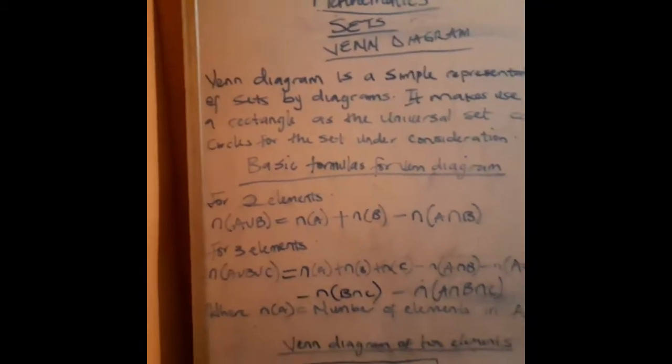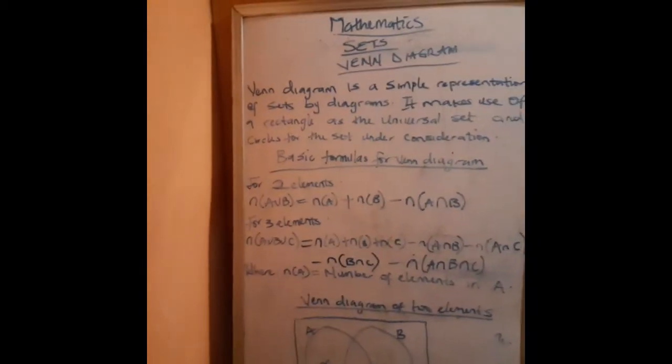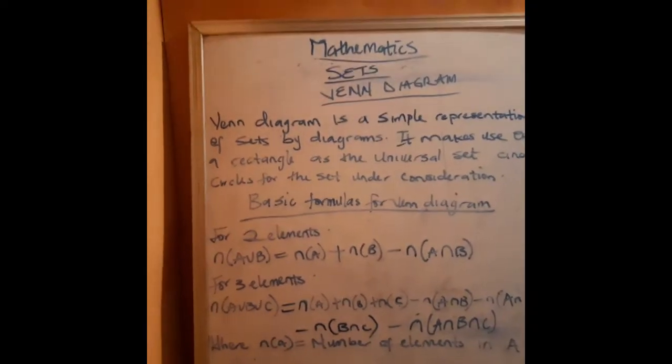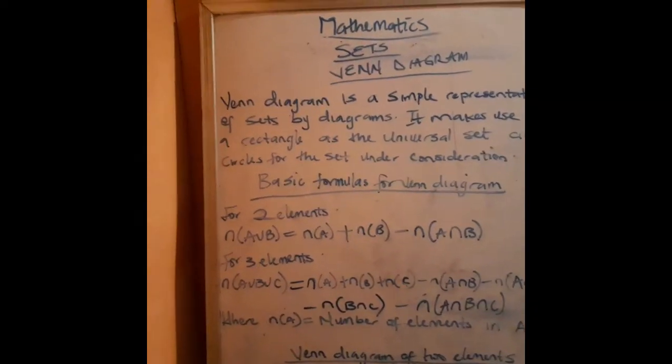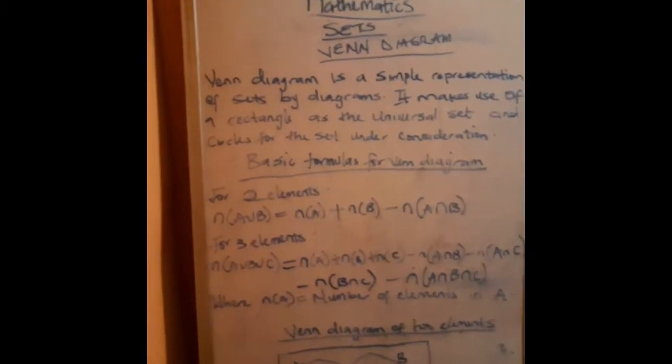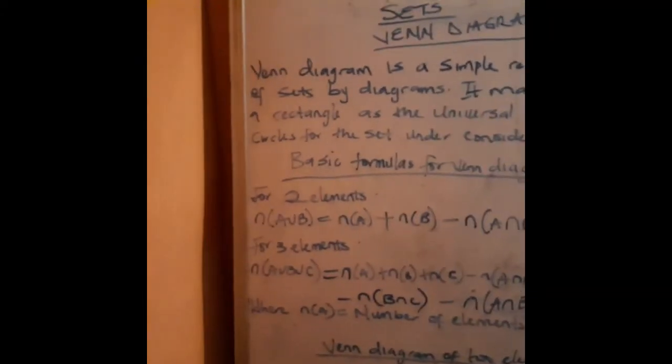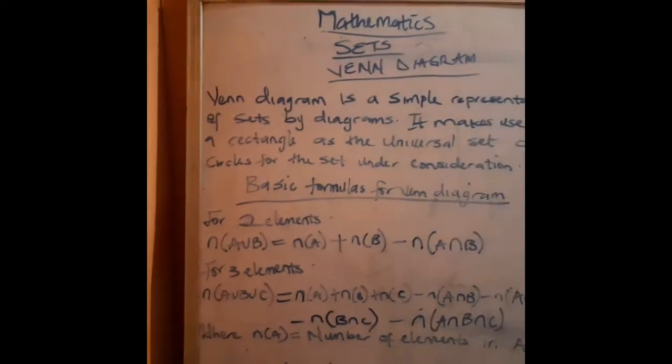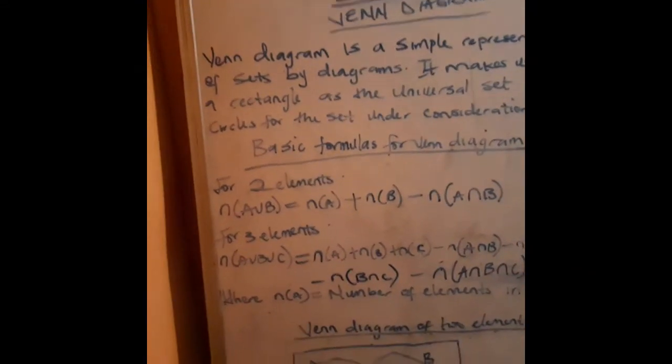And the diagram is in the form of a rectangle where we have embedded circles in it. We make use of a rectangle, and the rectangle acts as the universal set, while the circles that I said are embedded in it, they act as the sets we are considering.